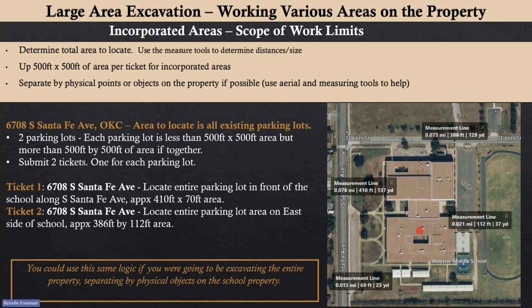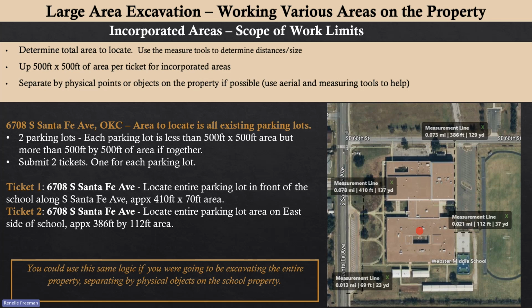This specific example is related to incorporated areas. So in incorporated areas, the scope of work should be no more than 500 feet by 500 feet of area on one ticket. So when you're looking at the location on the map, you determine how big of an area you need, and then you determine how many tickets you're going to need. And you can split it up, like I said earlier, by physical points on the property.